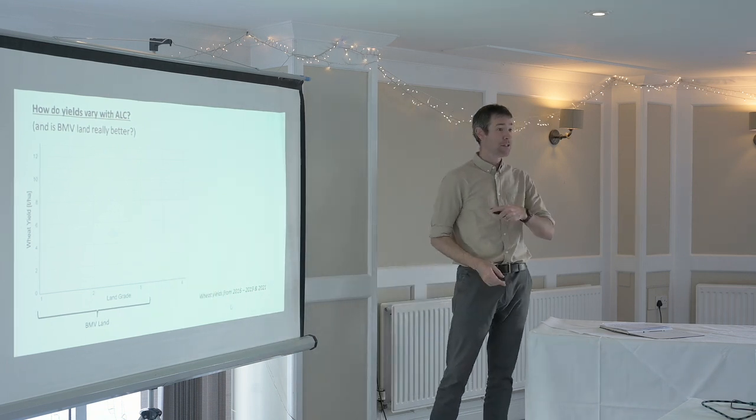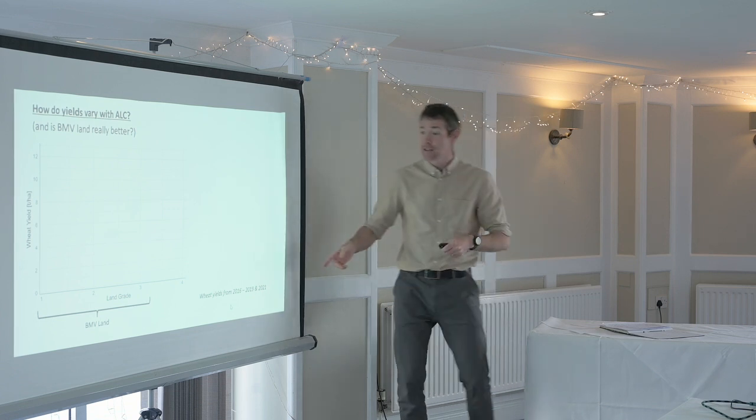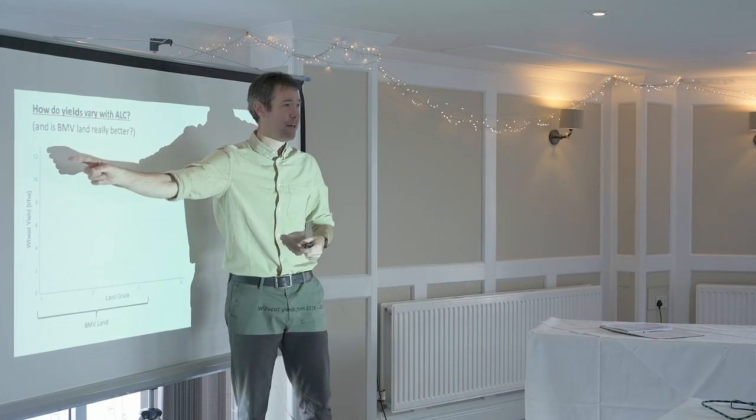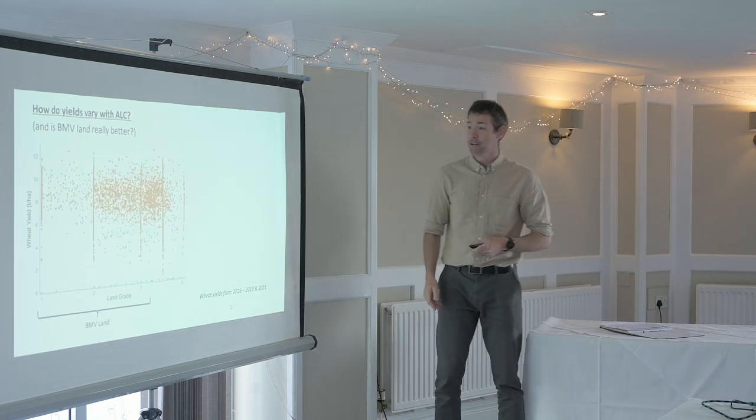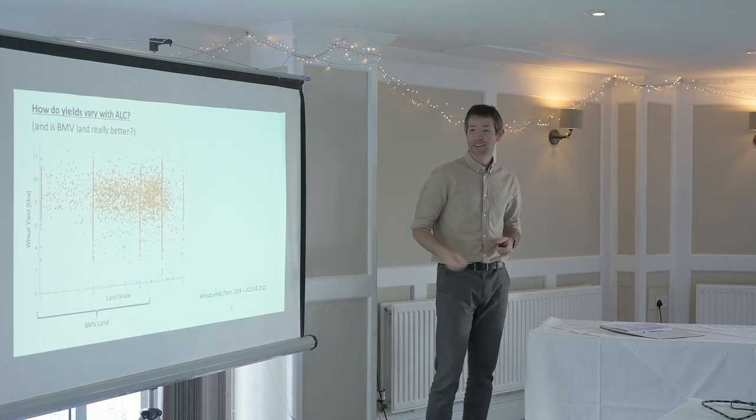And obviously when we plot this, because best and most versatile land is supposed to be really good, in theory the yield should be nice and high up here, and they should come down to grade 4 where wheat yield is going to be absolutely rubbish. And you plot the data and you really don't see that at all.